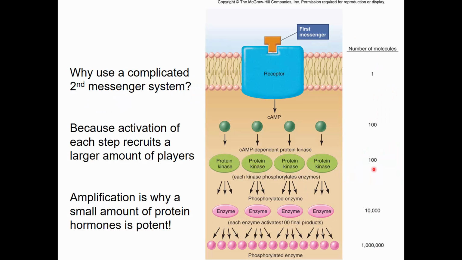Now, why should we use a second messenger system? They're kind of complicated. Why do we do all of that stuff? Because it gets us something called amplification. Here's our first messenger and our receptor, and we produce some cyclic AMP molecules that then turn on a bunch of protein kinases, which then phosphorylate a bunch of enzymes, and those enzymes produce a bunch of product, and we can go from one molecule to a million molecules through one pathway.